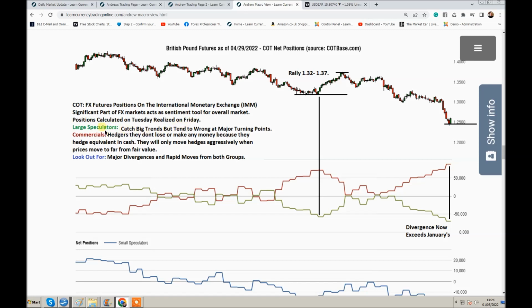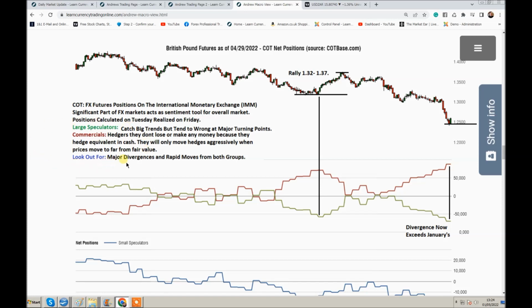Okay, now there's two groups to look out for. Large speculators. Now, they will catch big trends, but they tend to be wrong at major turning points. So that's big managed money. On the other side, you've got commercials. They're hedgers. They're not looking to make money like the large speculators. They don't lose or make any money at all because they hedge the equivalent in cash. That means they will only move their hedges aggressively when prices move too far from fair value.